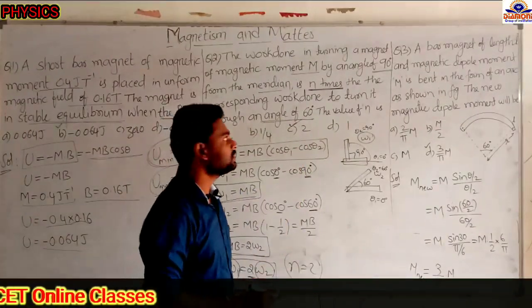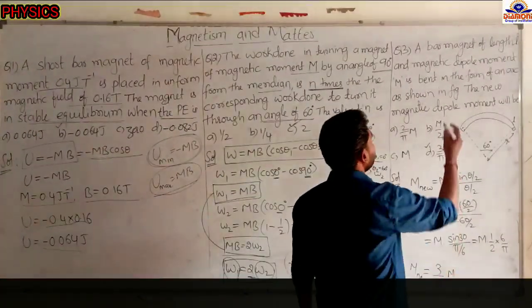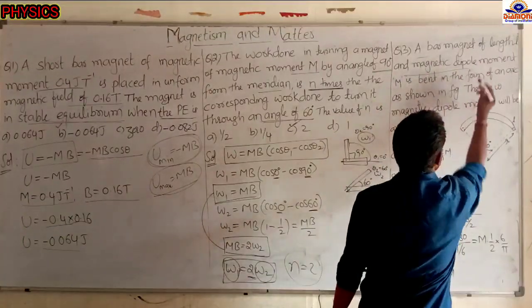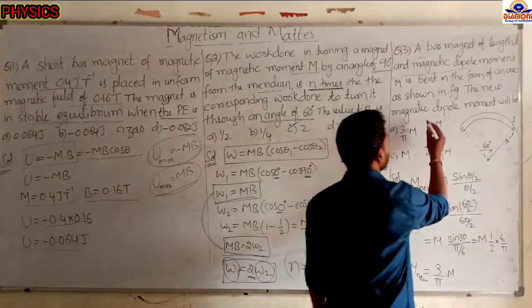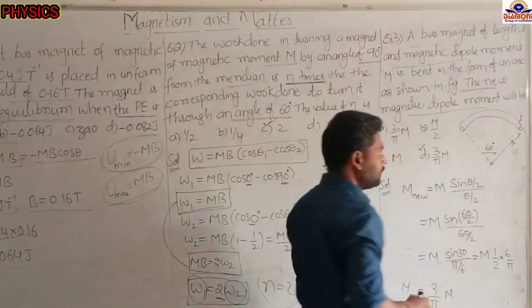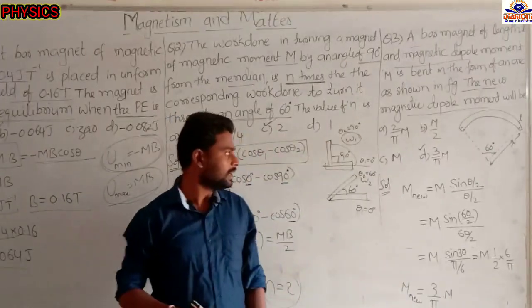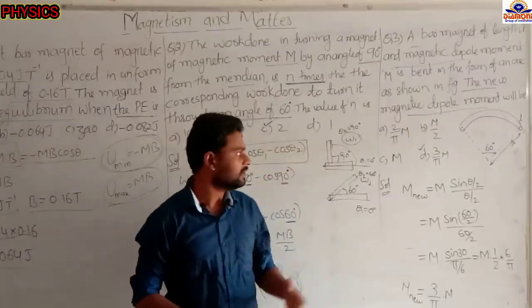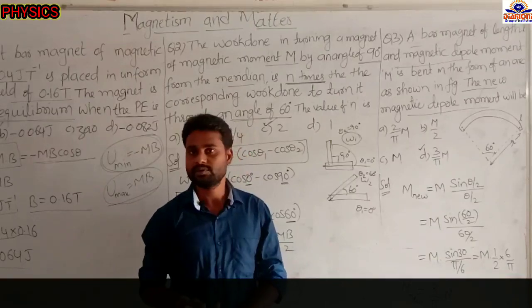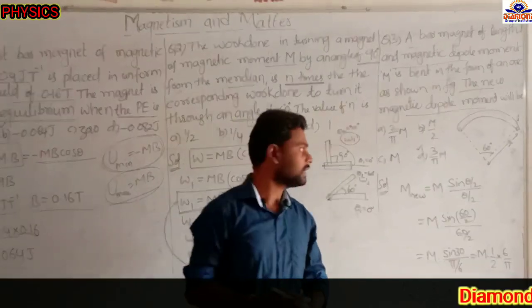Okay, next question is the third question. A bar magnet of length L and magnetic dipole moment M is bent in the form of an arc as shown in the figure. The new magnetic dipole moment will be? Here you have to remember the direct formula. If we go through the derivation, it will take nearly 5 minutes. If you use the formula, within 15 seconds we will get this.